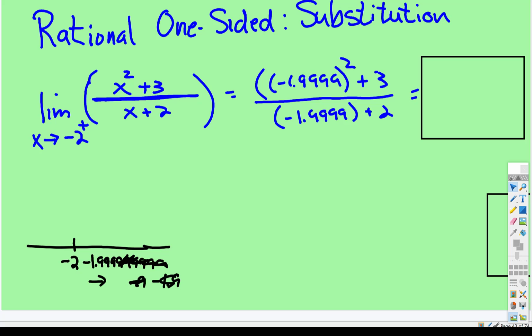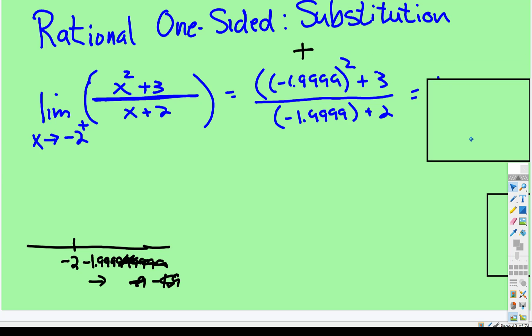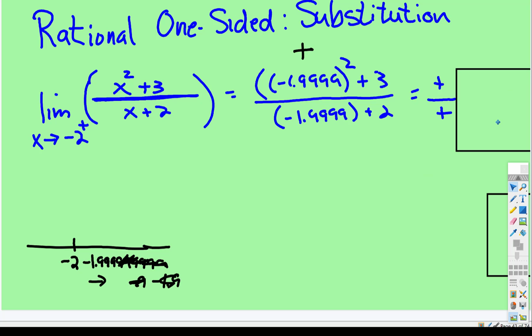And this is the trick. When you plug a negative number and you square it, that's positive. What's a positive plus another positive number? These two numbers up here are going to be a positive number. And then this -1.9999, because it's smaller than +2, when you add those together, you get a positive. Well, a positive divided by a positive is a positive.